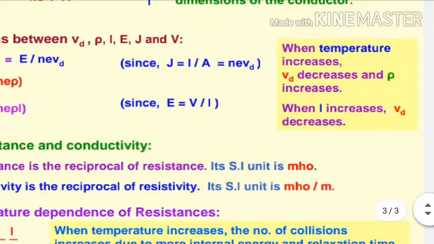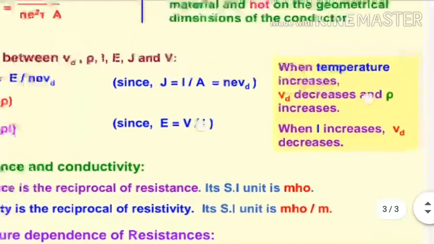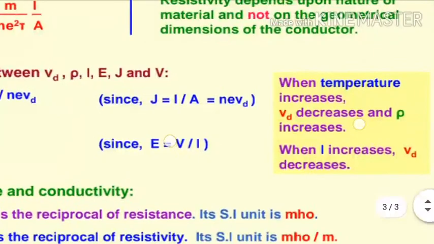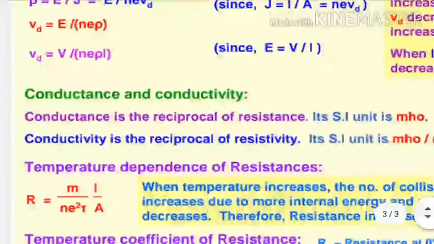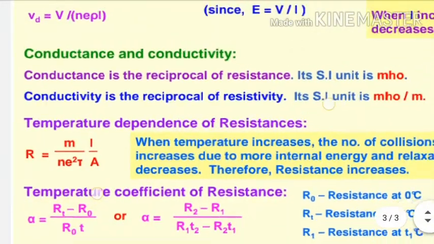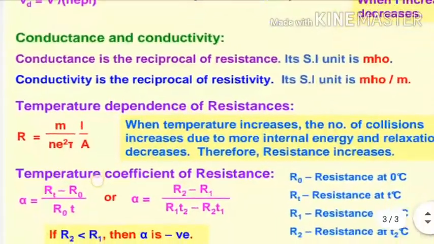Now when temperature increases, v_d decreases and rho increases. So when I increases, v_d decreases. This is a simple concept which relates the dependency on temperature and also the dependency of v_d on current. Okay, conductance and conductivity. We know that conductance is the reciprocal of the resistance. Its SI unit is mho. Conductivity is the reciprocal of the resistivity. Its SI unit is mho per meter.